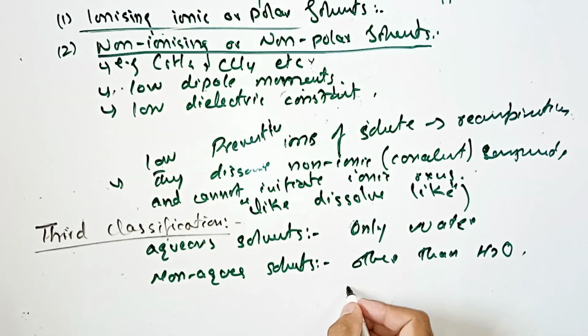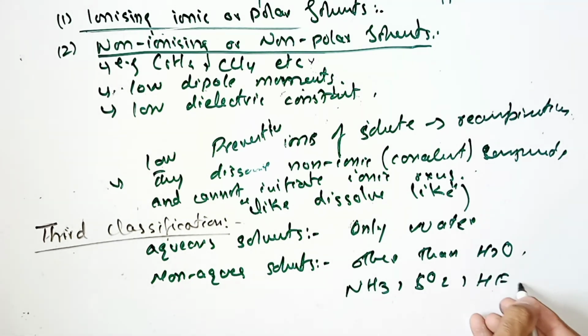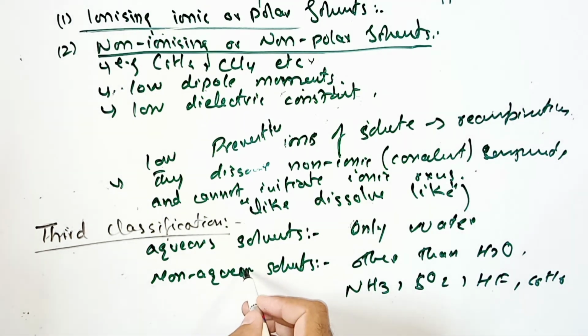Examples of non-aqueous solvents are NH3, SO2, HF, and C6H6. These are all non-aqueous solvents, whether they are polar or non-polar. Solvents other than water are non-aqueous, while only water is considered an aqueous solvent. I hope this part will be clear. These are the classifications of solvents.